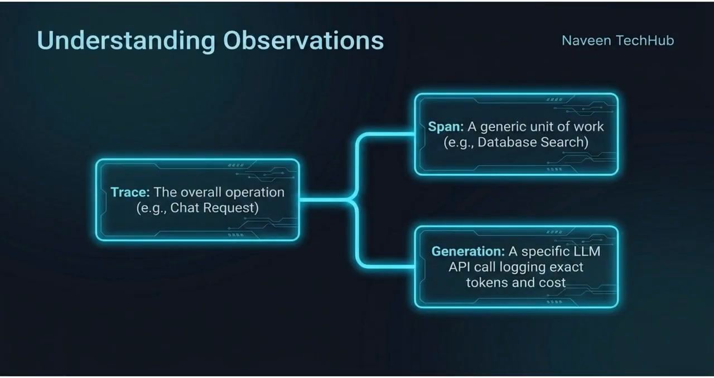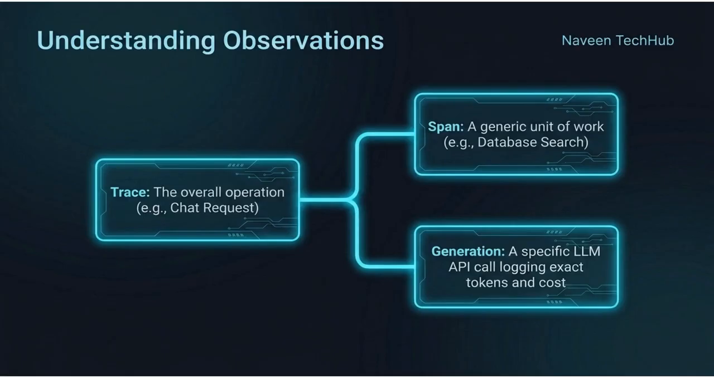Now, let's go one level deeper. A trace represents the overall operation, such as processing one chat request. Inside the trace, one type of observation is a span. A span is a generic unit of work. For example, a database search, vector search, or some pre-processing operation can be represented as a span.